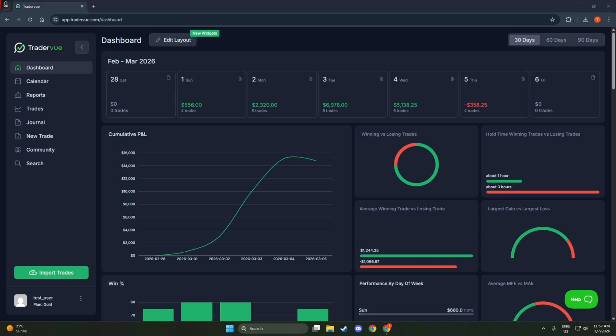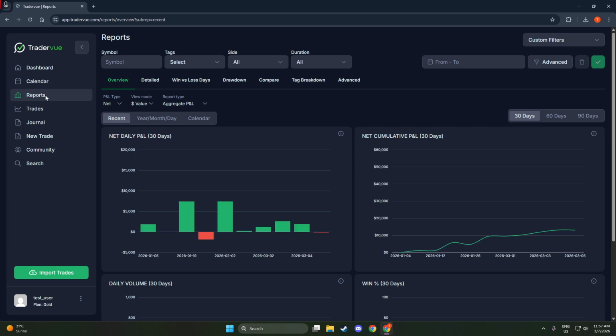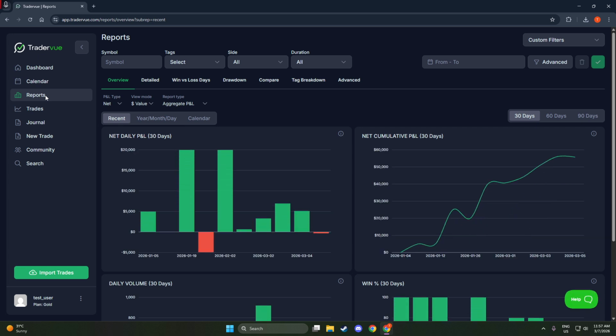Once you're in, head straight to the Reports section. This is where Tradervue pulls your trading history together and turns it into clear performance insights. Inside Reports, select the Detailed view. Think of Detailed as the command center for deeper analytics. It's designed to show you not just what happened, but the shape and quality of your results over time.